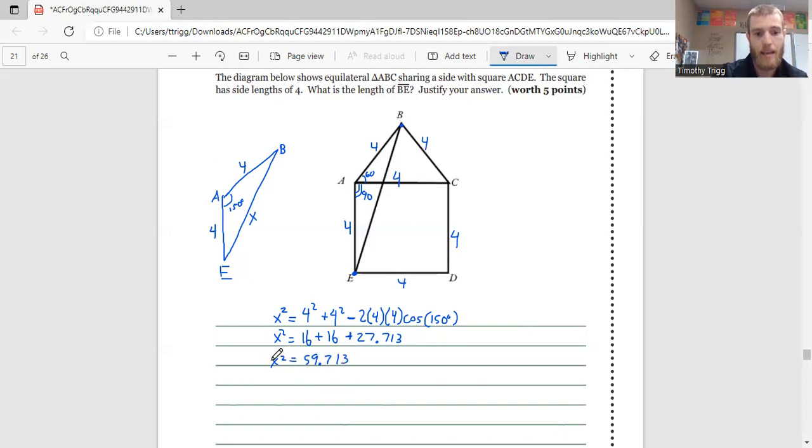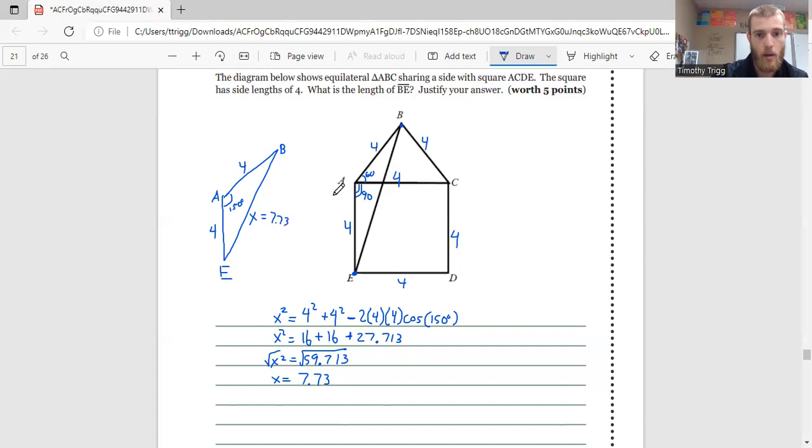Okay. Lastly, to get x by itself, we're going to square root both sides of the equation to get rid of this squared. It's going to give us that x is 7.73. Okay. That's the length of BE.